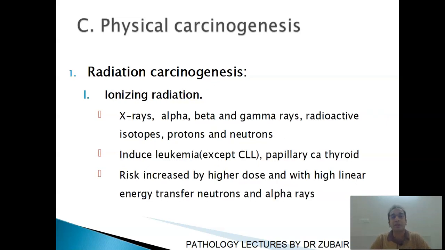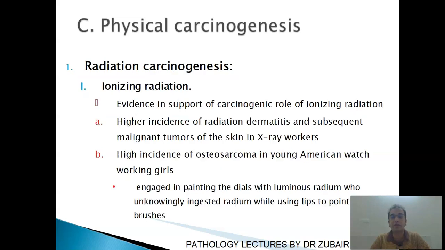Coming back to ionizing radiation, the X-rays, alpha, beta and gamma rays, the radioactive isotopes, protons and neutrons all induce leukemia, except CLL, and papillary carcinoma of the thyroid. Risk is increased by higher doses with high linear energy transfer neutrons and alpha rays. Evidence in support of the carcinogenic role of ionizing radiation includes a high incidence of radiation dermatitis with subsequent malignant tumors of the skin, and a high incidence of osteosarcoma.